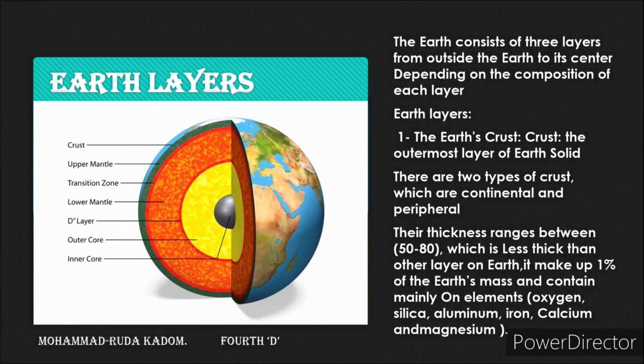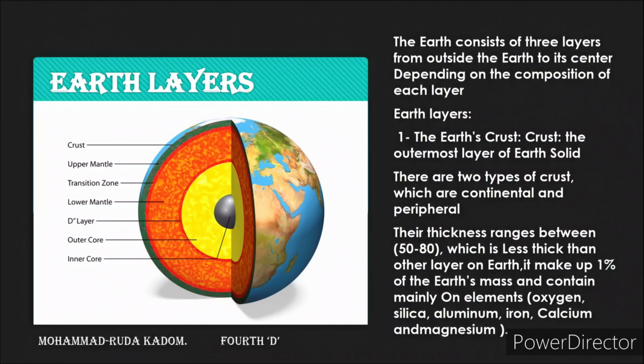Now we talk about the Earth layers. The Earth consists of 3 layers from outside the Earth to its center, depending on the composition of each layer. Earth layers. Number 1, the Earth crust. Crust is the outermost solid layer of Earth. There are 2 types of crust, which are continental and oceanic.